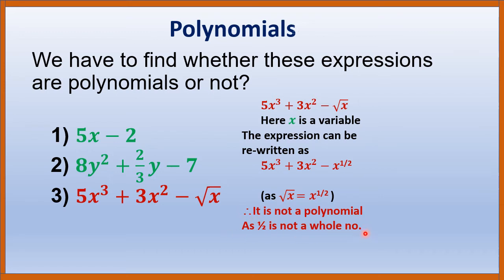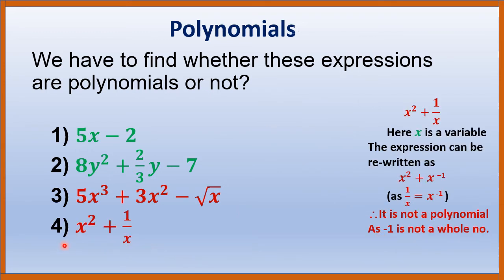In the fourth example, we have x square plus 1 by x. Here in the first term, the variable is x and its power is 2. It is a whole number. But the second term is 1 by x, x raised to minus 1, means x to the power minus 1. Negative numbers are not whole numbers. That's why this expression is not a polynomial.